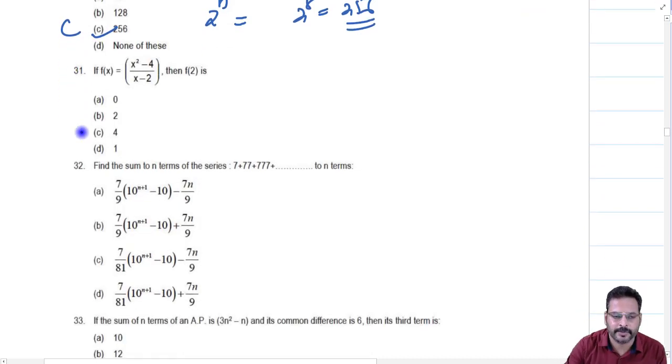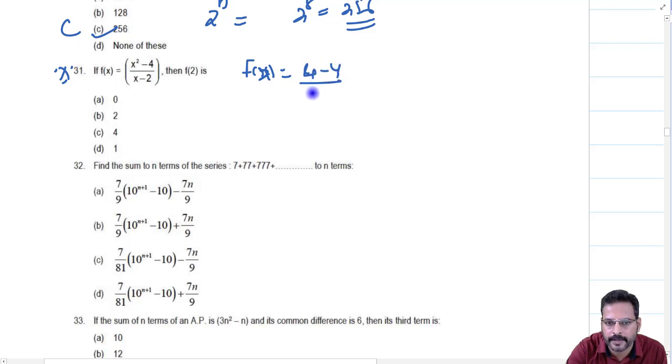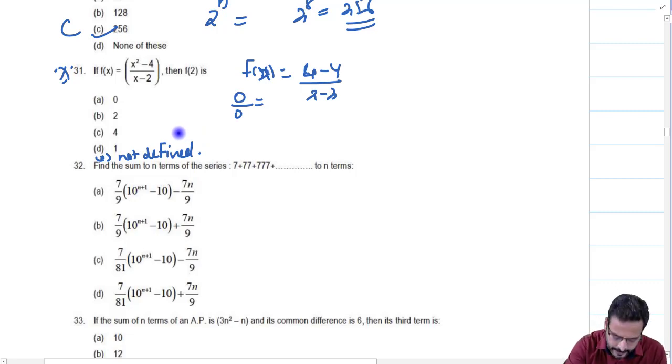Okay, next question, very important. In the given case, f(x) equal to (x square minus 4) divided by (x minus 2), then f(2) is equal to (2 square minus 4) divided by (2 minus 2), which is 0 by 0. If the choices contain not defined, then the answer will be not defined. But in the given scenario, the choice not defined is not given.